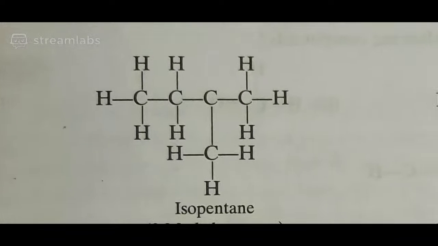Here 4 carbons are written and the second carbon will share the methyl group. Hence it is called isopentane. Iso means second number. The second number shares the methyl group and the total number of carbons is 5. Hence the name is isopentane. Now all these 3 compounds are pentanes but with different structures. Hence they are called isomers.